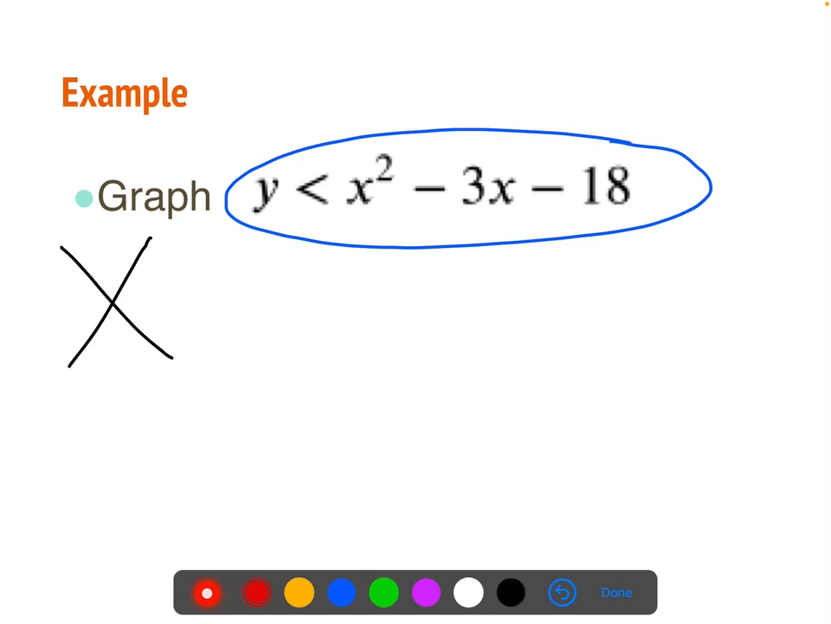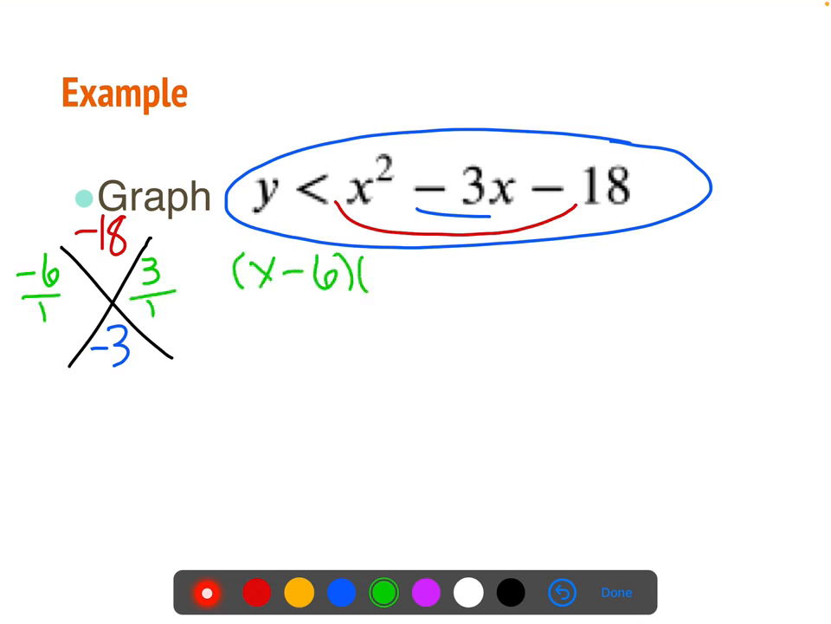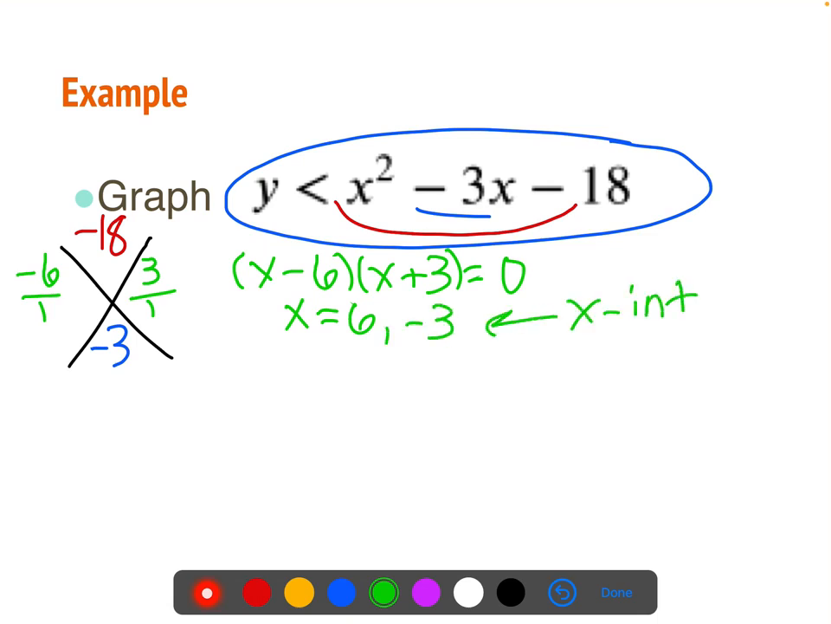and A times C is negative 18, B is negative 3. Find my two numbers that multiply to give me that, and I get negative 6 and positive 3. Divide by A, and I get X minus 6 and X plus 3 equals 0. So my x-intercepts are at 6 and negative 3. My y-intercept I know is at 0, negative 18.